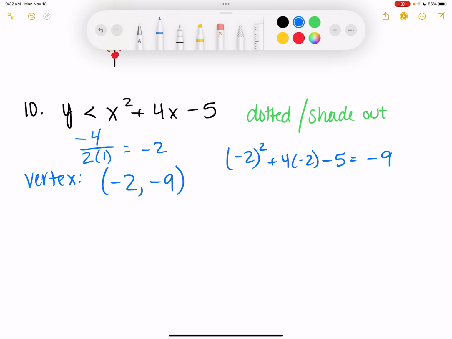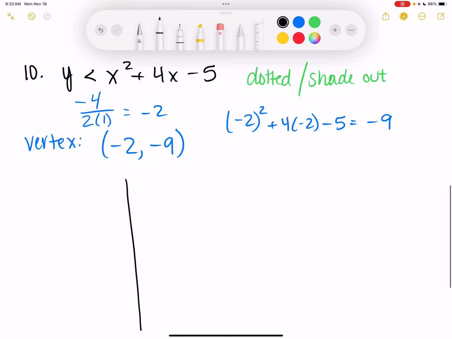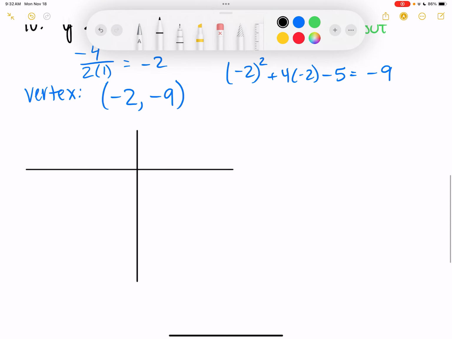All right, so set up the graph. I don't need the axis of symmetry for these, but where would it be? Negative 2. X equals negative 2. Yep. Good job, Ryan. If you want it just for a visual, you're welcome to draw it, but they don't usually draw them on the inequality ones.